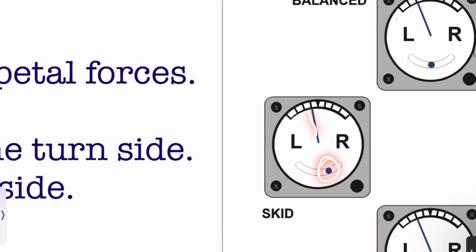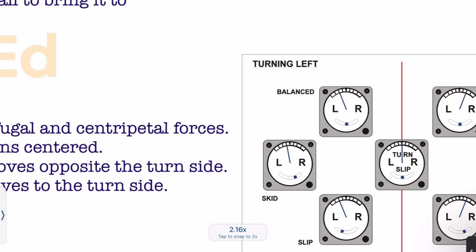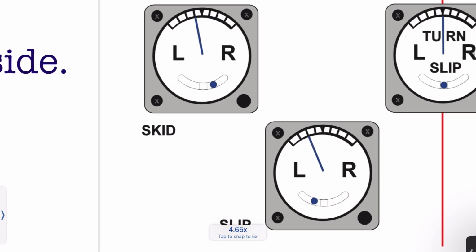So what this is indicating is that the aircraft is now skidding. I will explain to you what skidding is. What we have to do is step on the ball. For example, if the aircraft is turning towards the left and we see that the ball is towards the left, we have to step on the ball. That means we have to put left rudder wherever the ball is.